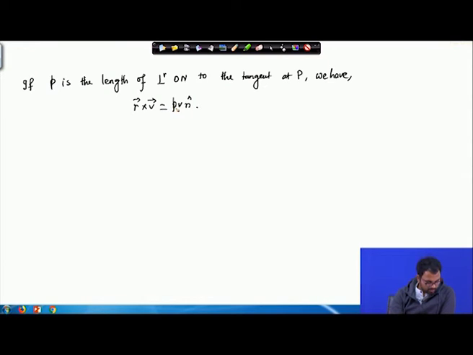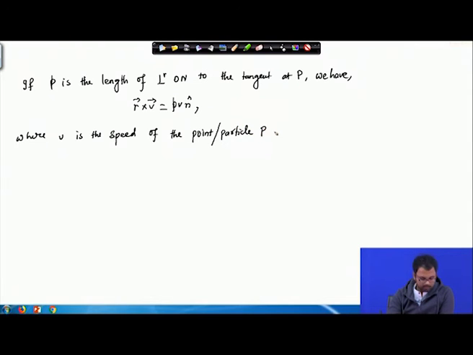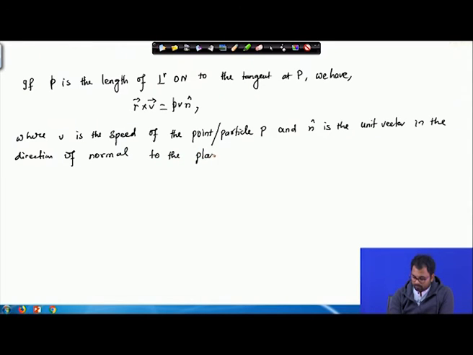All right. So, here basically where small v is the speed of the particle, or of the point P, of the point or particle, whatever you prefer, of the particle P, and n is the unit vector in the direction of the normal to the plane of r and vector v.